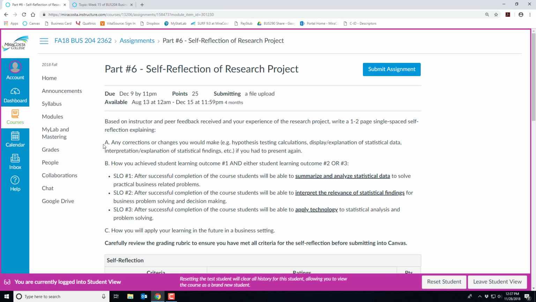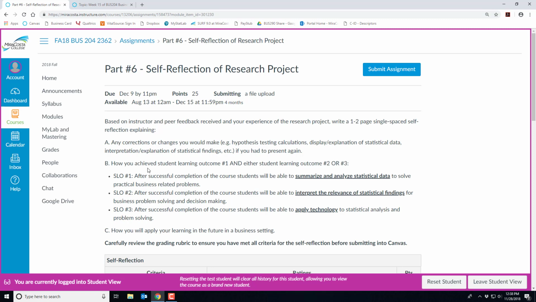The first part, Part A, is listing any corrections or changes you would make, whether it has to do with your calculations or the way you displayed your charts or your data or the way you explained something if you had to present again. So use the feedback from your peers and from me, the instructor, to identify what changes you would make. This can be done in about a paragraph. If you are making corrections to your calculations, please list out the corrected information.